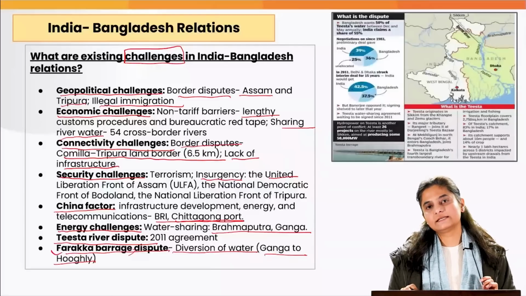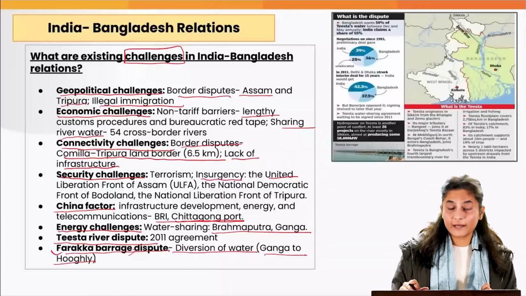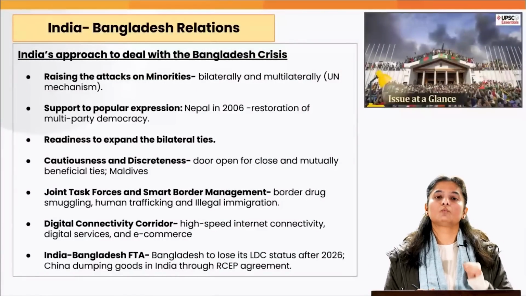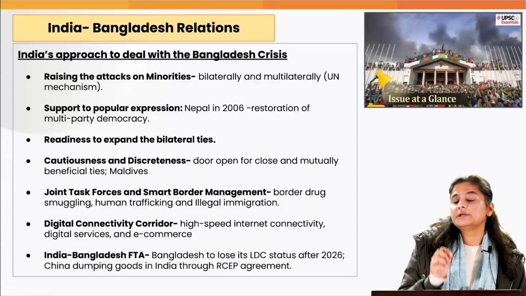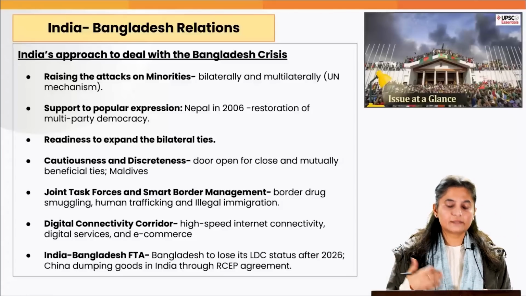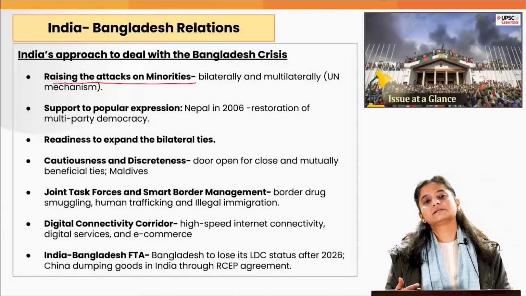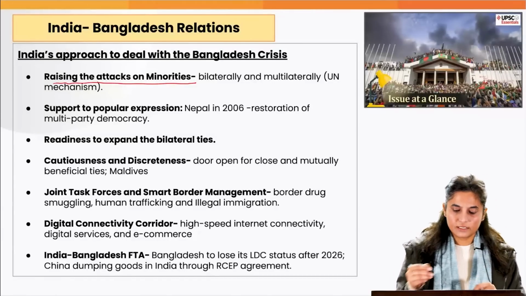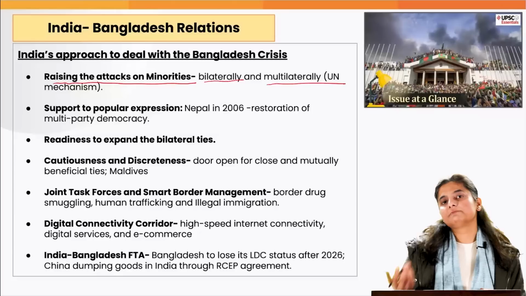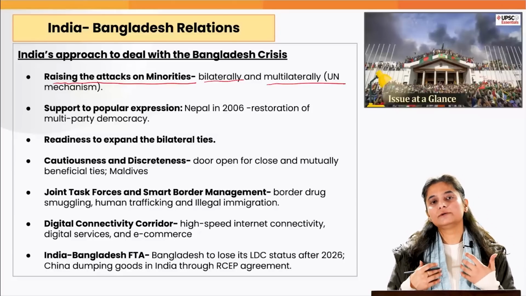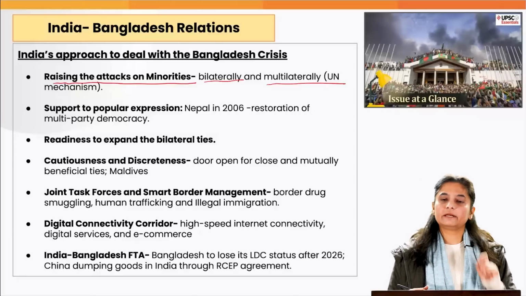So these are a few of the existing challenges that we face, apart from the ongoing situation in Bangladesh of minorities' persecution. So let's see what India's approach could be given the ongoing situation, in order to ensure that the relationship further improves. First of all, we have to raise the issue of attacks on minorities bilaterally with Bangladesh, and also multilaterally, probably using some UN mechanism, such as the UN General Assembly or UN Security Council. This has to be highlighted so as to address this issue completely.